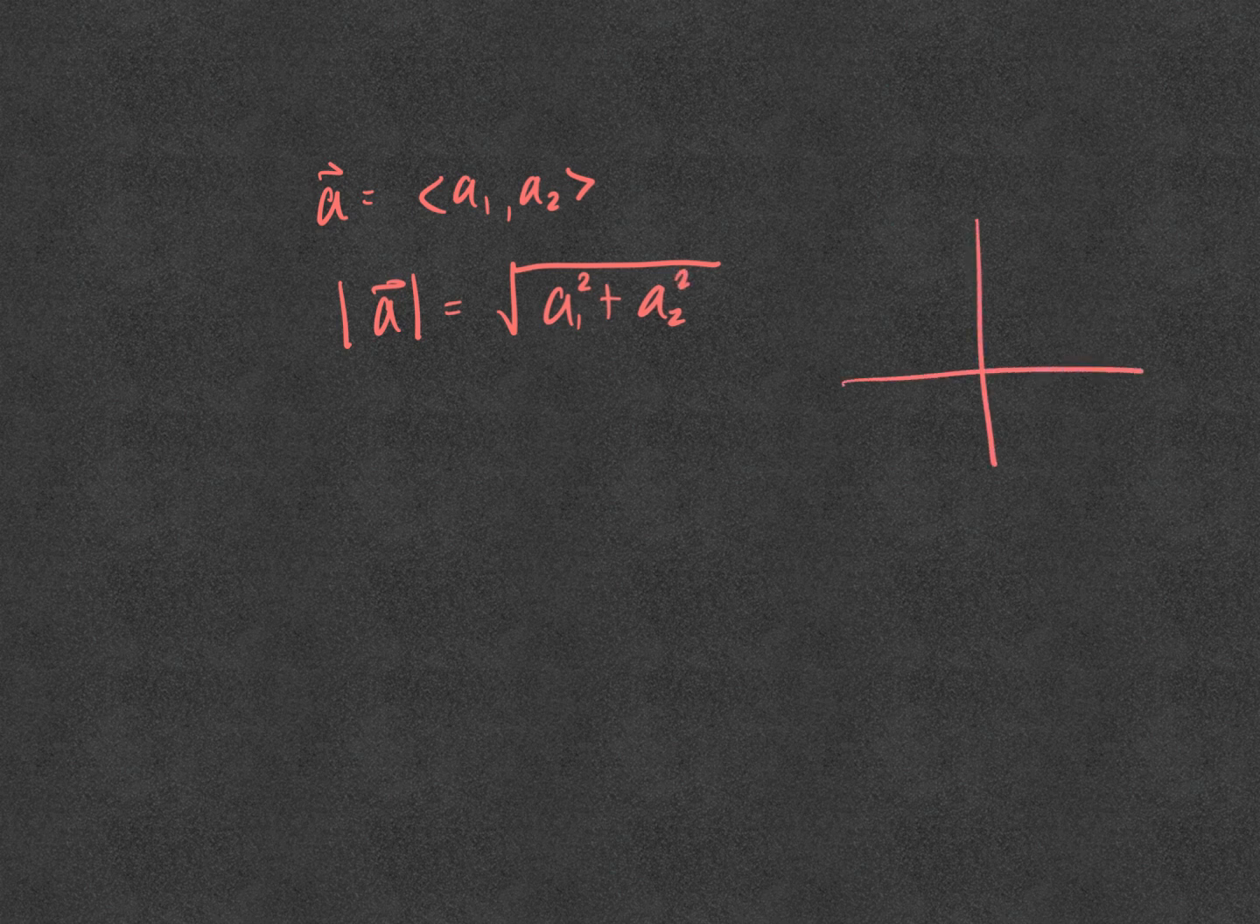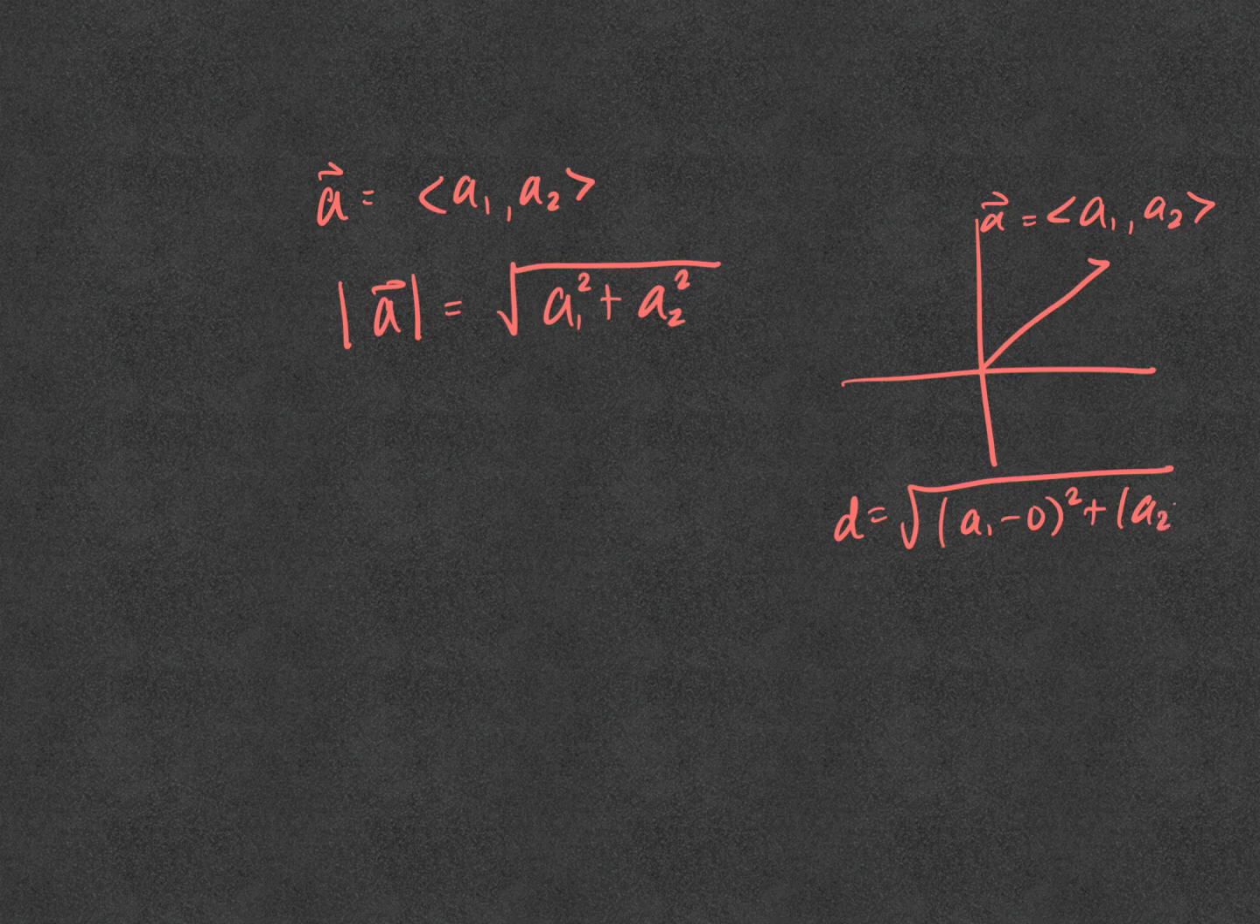So think about the fact that you have a vector in 2 space. So this is A1, A2, our point. So our vector is A1, A2. Then the distance between the two, we could say the distance is equal to the square root of x1, which is A1, minus x2 squared, plus A2 minus 0 squared. So the length of that is A1 squared plus A2 squared. Kind of makes sense, doesn't it?